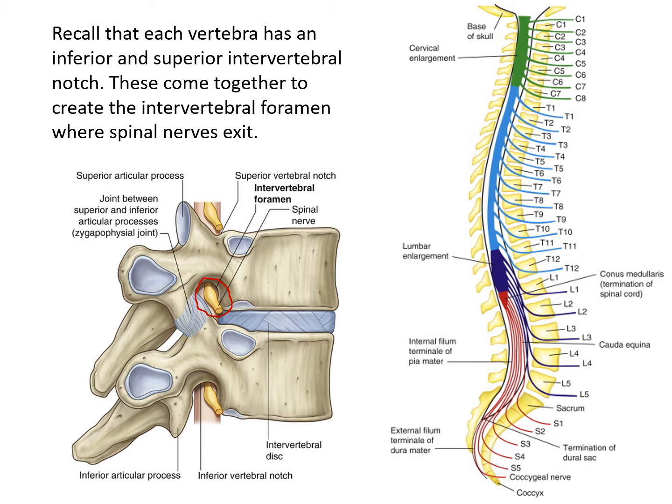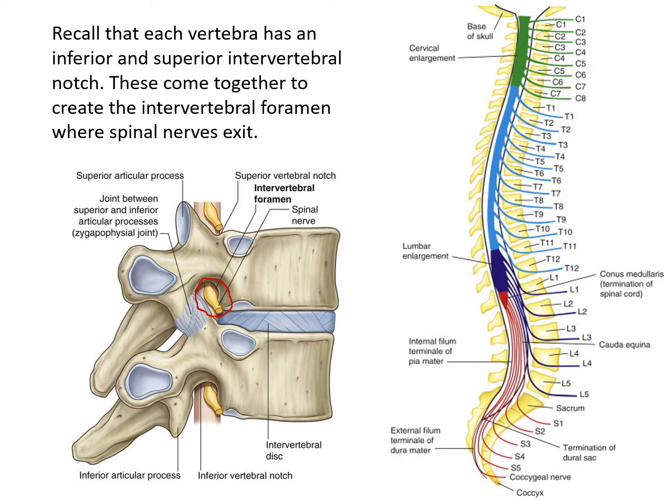The spinal nerves are named after the vertebrae that they're associated with. So we have the cervical spinal nerves, C1 through C8. We have the thoracic nerves, T1 through T12. We have the lumbar nerves, L1 through L5, and we have the sacral nerves, S1 through S5.